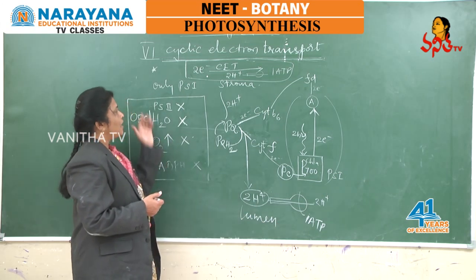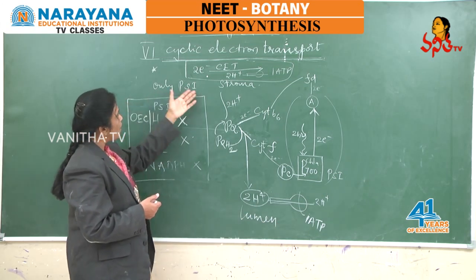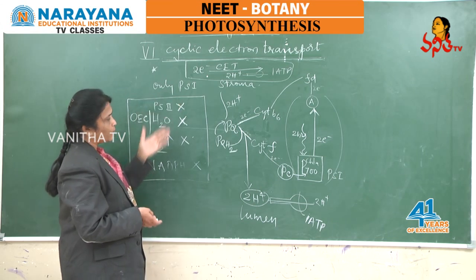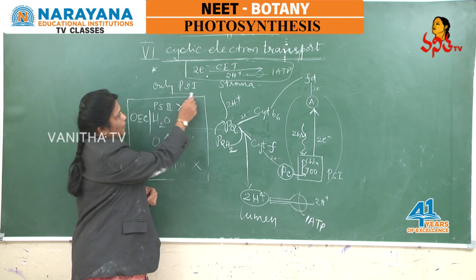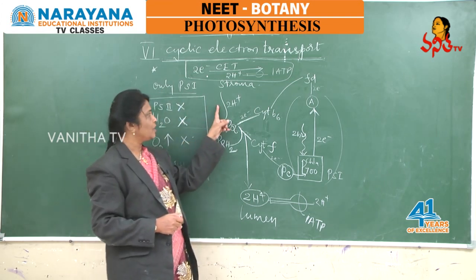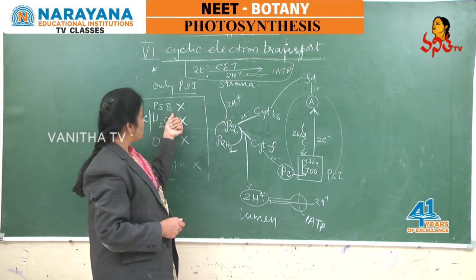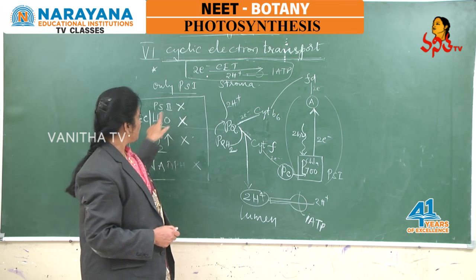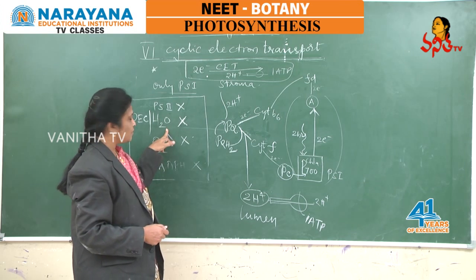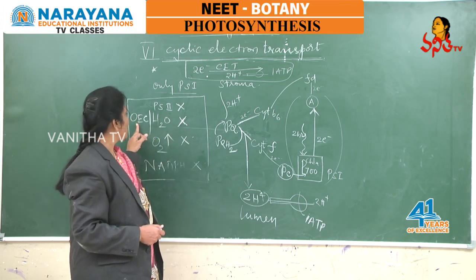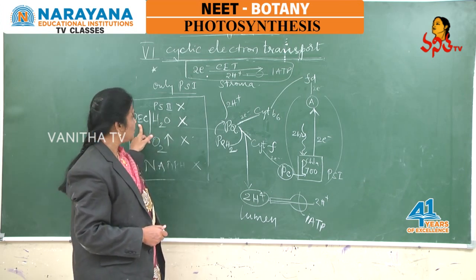And now let us compare what happened during cyclic electron transport when compared to non-cyclic electron transport. Here we observed the participation of only PS1. So there is no participation of PS2. PS2 is not involved in cyclic electron transport, and there is no photolysis of water and no oxygen evolving complex involvement.